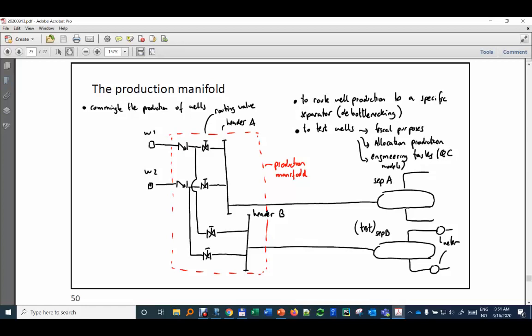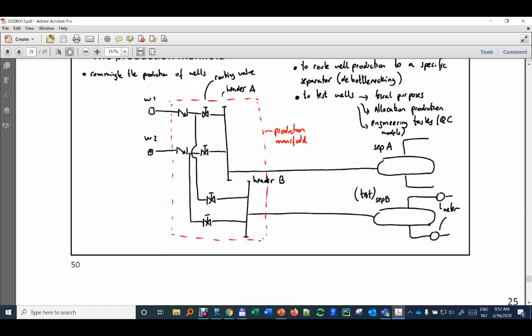Okay? Another reason why we have a manifold is to test wells. The government wants to know how much you're producing, and also to allocate production, to split it, because you have different operators and different owners in the field. They want to see how much each one is getting, and it might be that the reservoir units have different ownership, so you want to know how much each reservoir unit or each well is producing. And also for engineering tasks such as quality control of models and improving models.